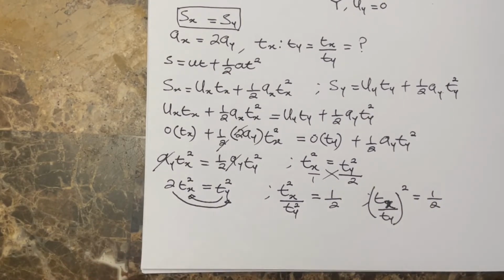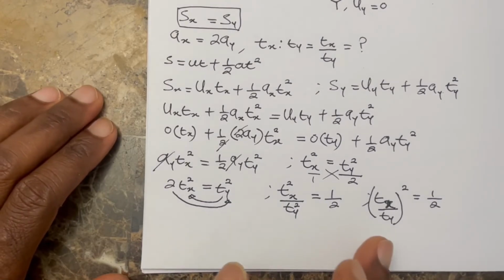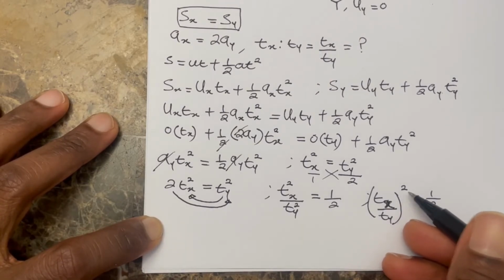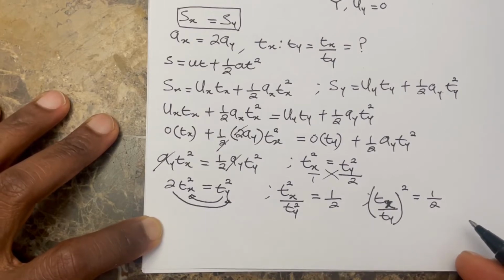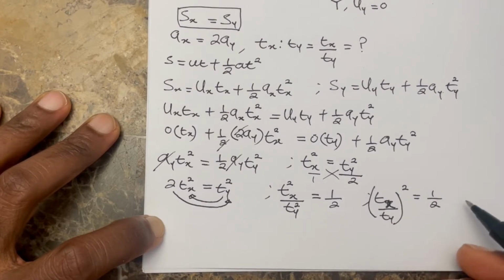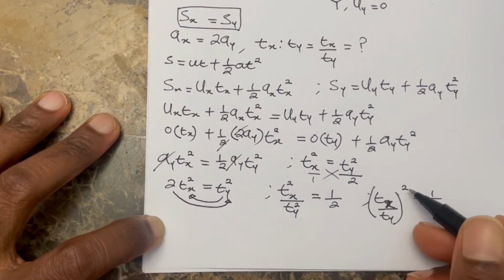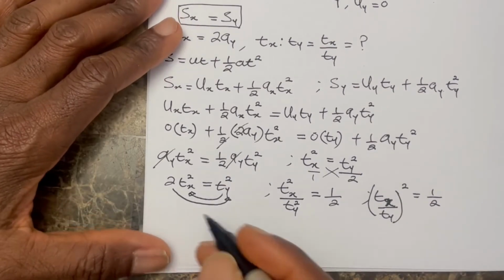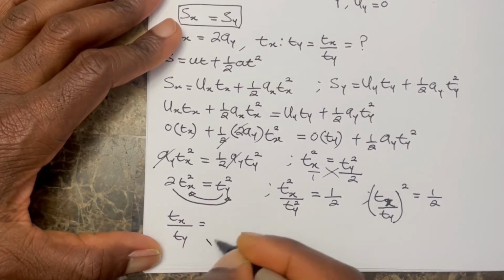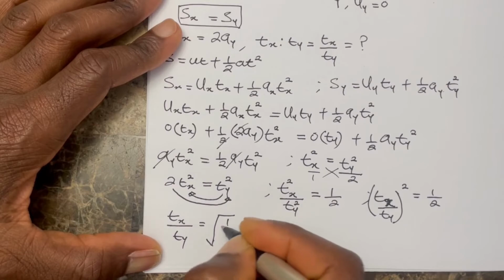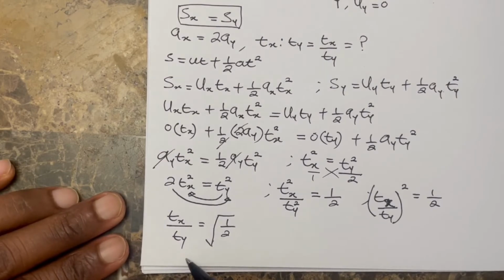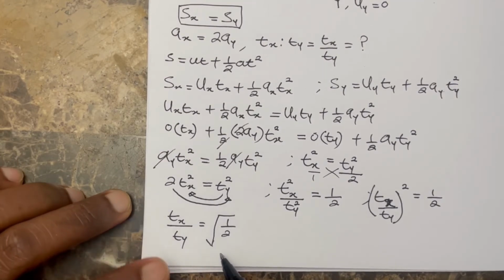Now, your math is also very important here. These indices here: by the time you transfer this square to the other side, it becomes the square root, because you need tx over ty. So if you transfer the square to the other side, I'm going to have tx over ty equal to the square root of 1 over 2. That is just indices. So you have tx over ty equal to the square root of 1 over 2.